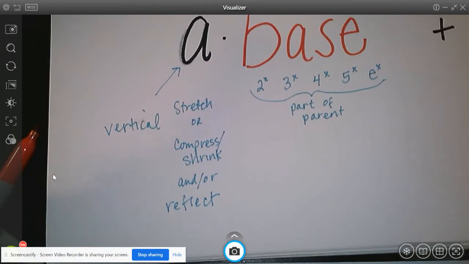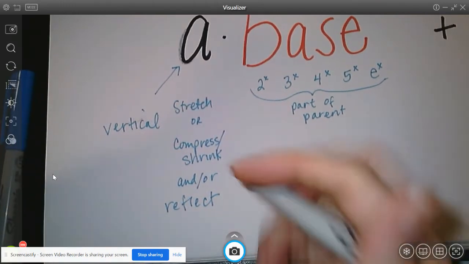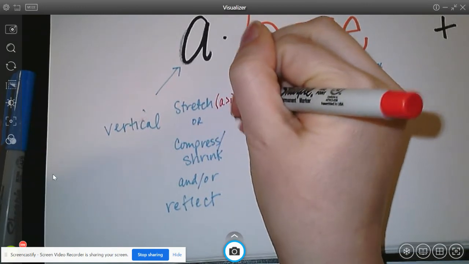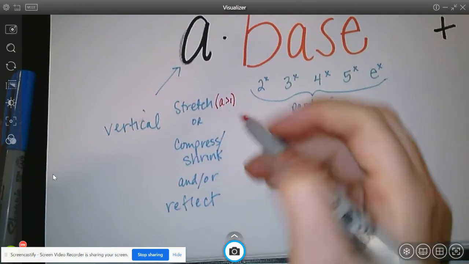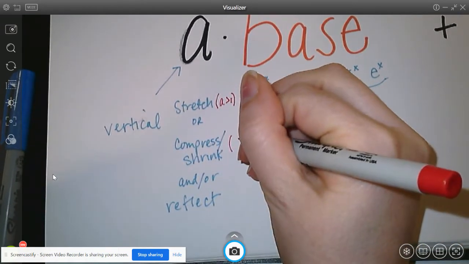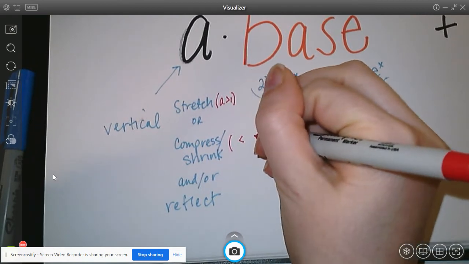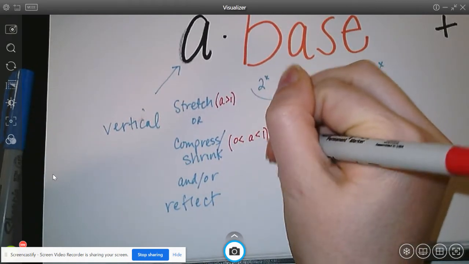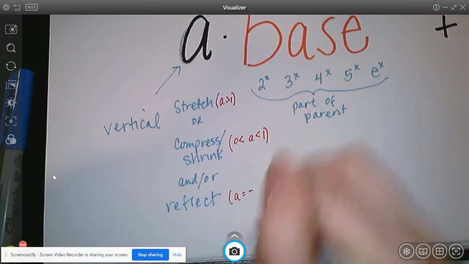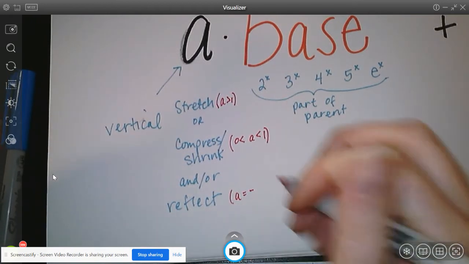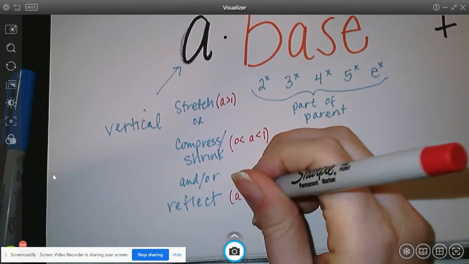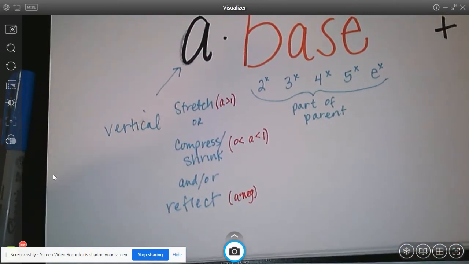Okay, so when did it actually do these things? Remember, it was a stretch when a was bigger than 1. And remember, ignore the sign, just look at the a. It was a compression if a was between 0 and 1. And it was a reflection when a was negative, some kind of negative number. Or you could just write negative here if you prefer that. Okay, so that's a.